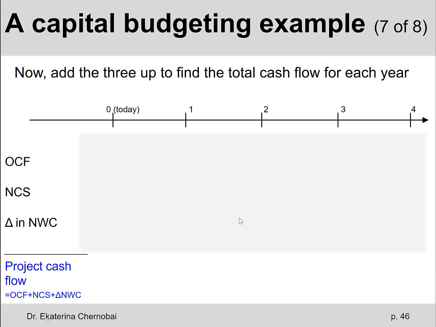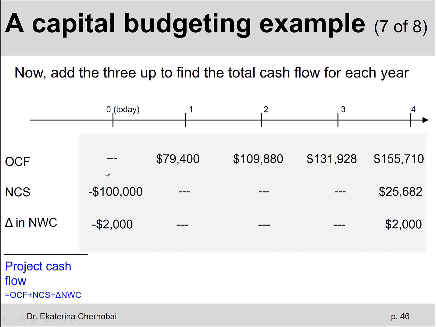Okay, so we have just calculated the 3 important components of the total cash flow for each year: the operating cash flow, the net capital spending, and the change in net working capital. Notice how the operating cash flow starts in year 1. So we have it for years 1, 2, 3, and 4 because it's profit from selling pizzas, right? And we look at profits as if they're collected at the end of each year rather than continuously throughout each year.